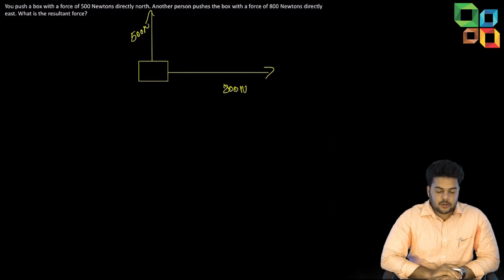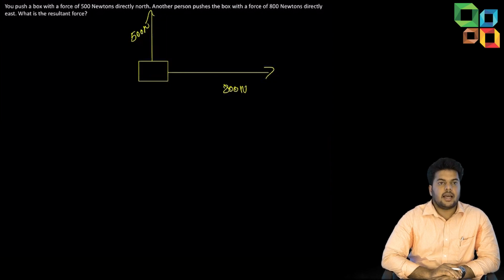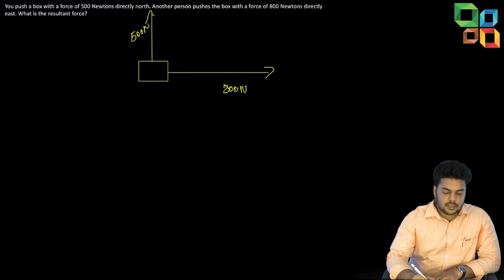So actually, instead of two people pushing, there could be one single person pushing so as to have the same effect on the box. That's the resultant, isn't it? That's what we mean by resultant force. So which way should that force be? So the direction of that resultant force is this.